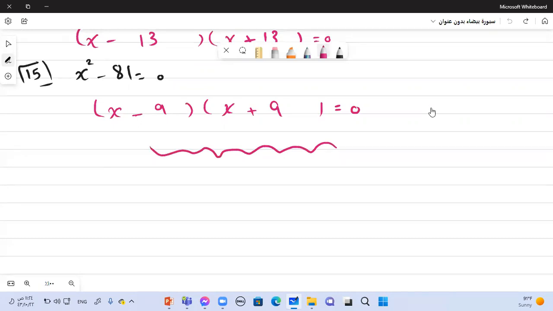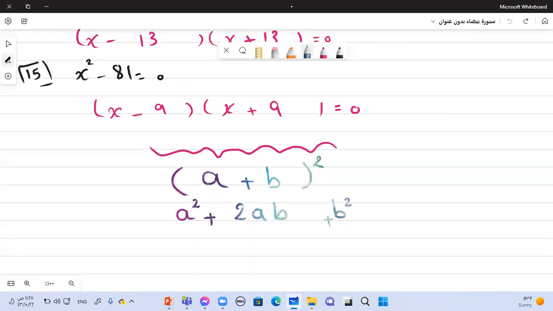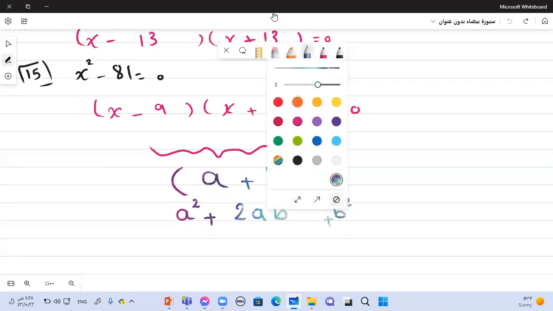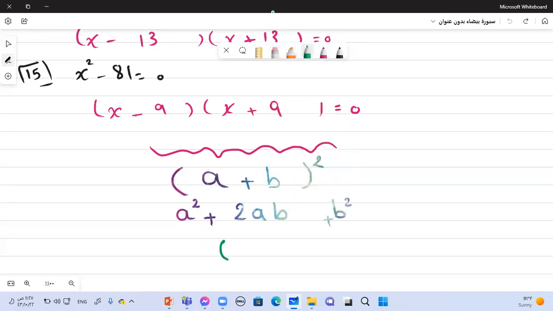We studied before another important idea, if we have brackets with the power of 2. If we have A plus B power of 2, how can you find it? A squared, B squared, plus 2 multiplied by A, 2 multiplied by B, with the sign in the middle, 2AB. If we have the same idea with a different sign, A minus B squared.